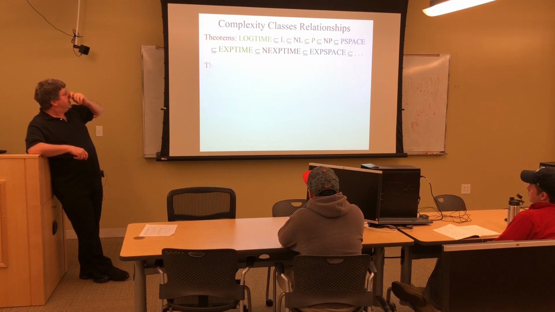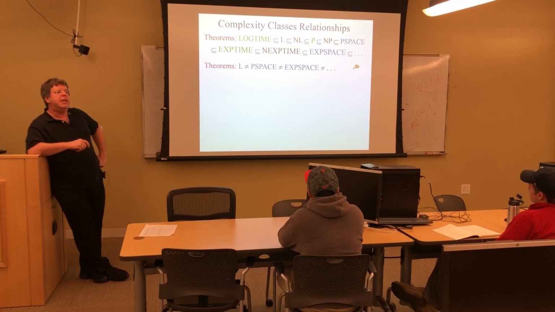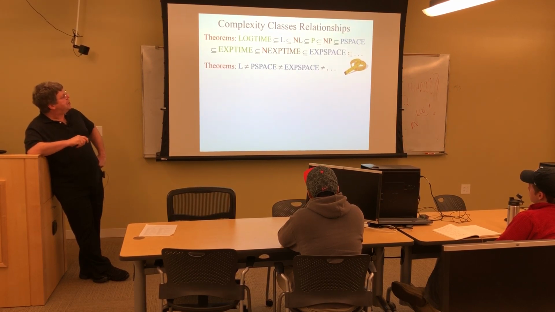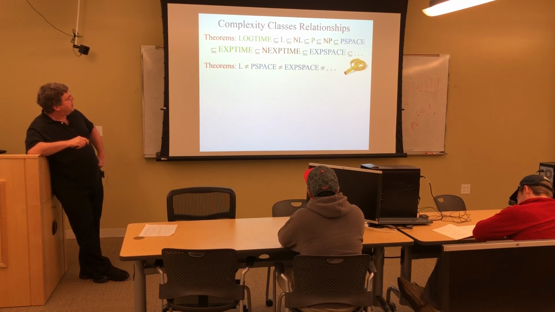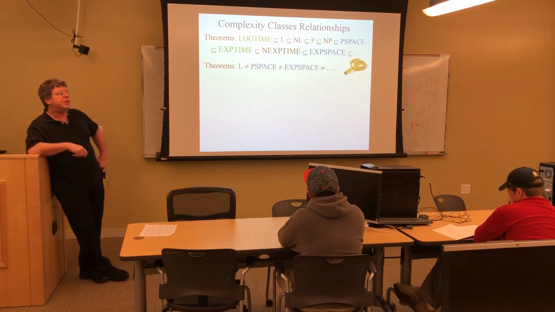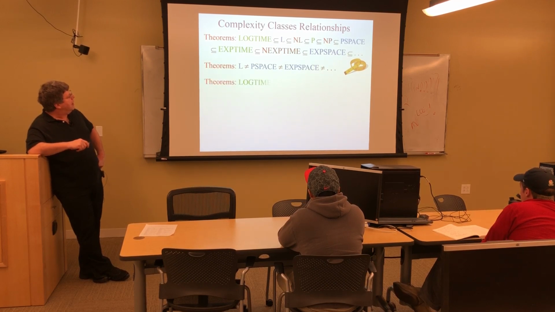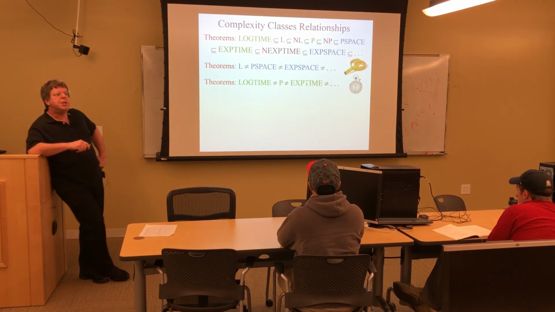Okay. So we don't know if any of them are proper specifically, but we do know from the space hierarchy denseness theorem that logarithmic space is not the same as polynomial space, and polynomial space is not the same as exponential space, because there's at least an asymptotic jump between log and polynomial and exponential. So we know that this blue is not the same as this blue, and this blue is not the same as this blue. These we can prove as corollaries to the denseness theorem. We also know that log time is not the same as P because there's an exponential growth here from log to polynomial, and P is not the same as exponential time.